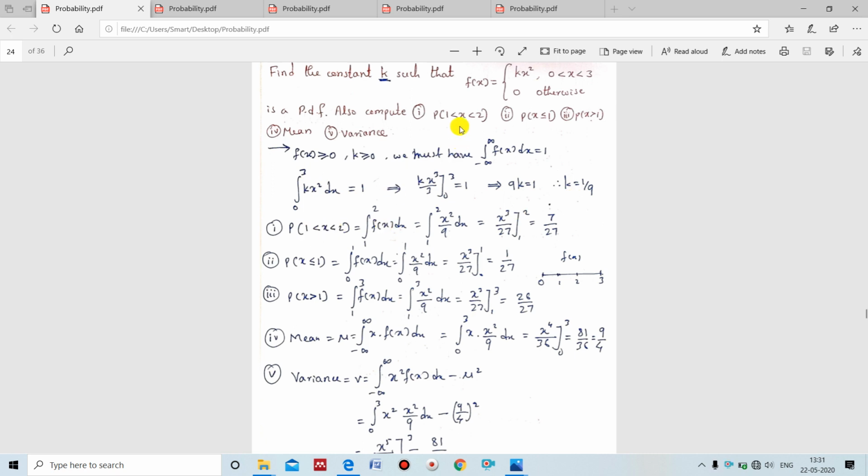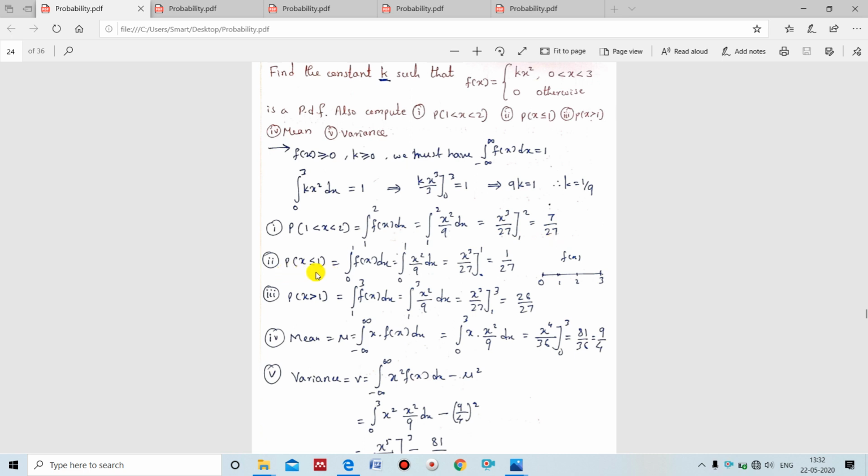Here one more condition is given, that x lies between 1 and 2. So P of x lies between 1 and 2 means lower limit is 1, upper limit is 2, integral of f of x dx. So integrate f of x in the interval 1 to 2. The f of x value is x square by 9 into dx. Integration of x square is x cube by 3, and 9 into 3 is 27, so x cube by 27. The interval is from 1 to 2.